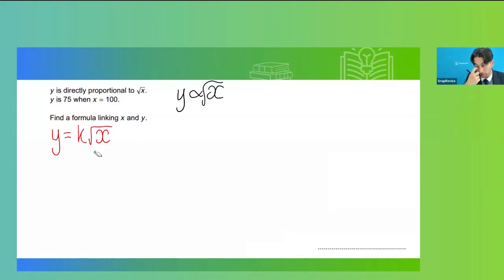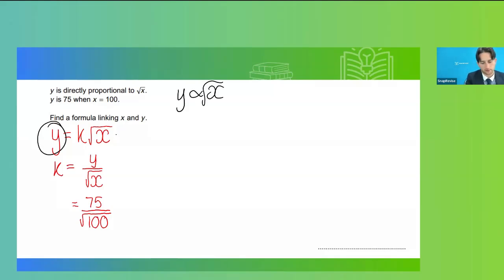Then again, like before, we've got a pair of values to sub in, and they will always do that. You'll have to have that. So that will also signify that it's this skill. So if we sub that in, we can find k by rearranging that, and obviously sub those values in. So you might sub this first in as 75, and then this is 100, rooted 100 is 10, and then divided it. The 75 divided by 10 is 7.5.